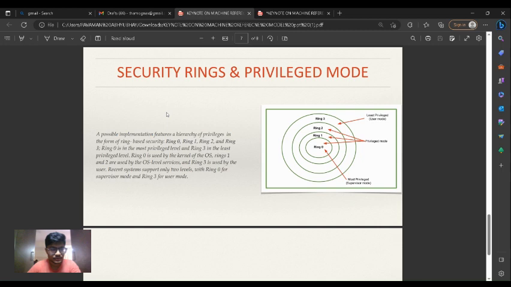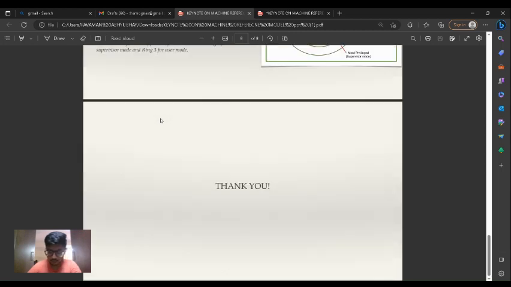Ring 0 is the most privileged level, as I told, and ring 3 is the least privileged level. Ring 0 is used by the kernel and the operating system. Rings 1 and 2 are used by operating system level services, and ring 3 is used by the user. Recent systems support only two levels, with ring 0 for supervisor mode and ring 3 for user mode.